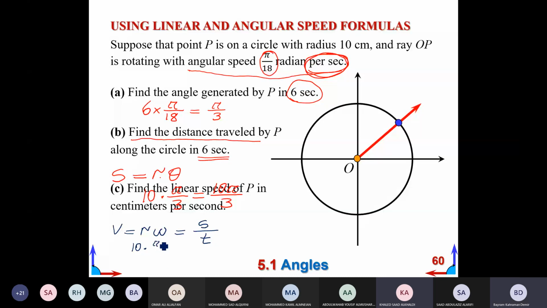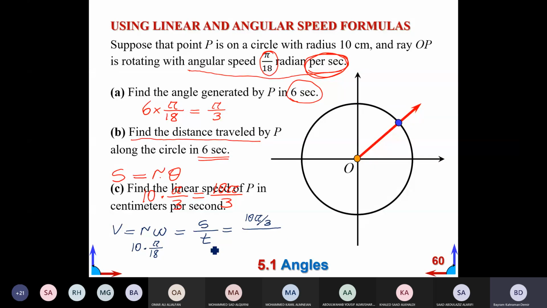And khalas, because he said per second, 10 yani you can simplify, 5 pi over 9, right? And if you want to use S divided by time, well, the S is 10 pi over 3. This is the distance, right? We calculated it here, 10 pi over 3.